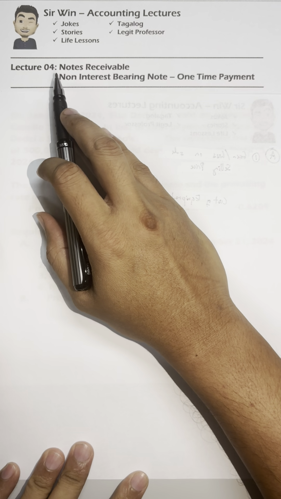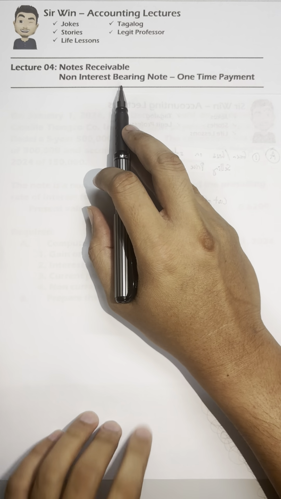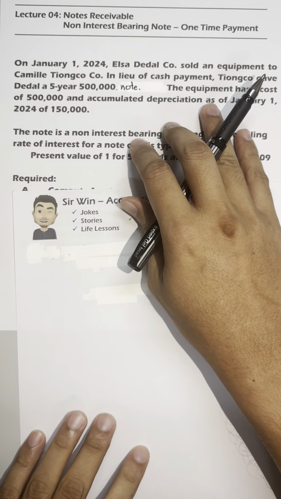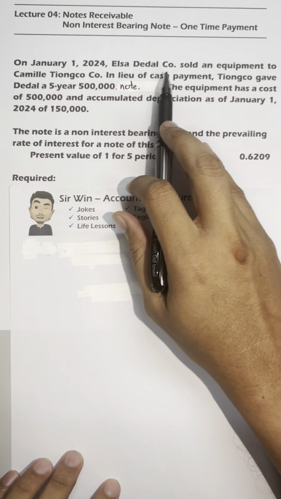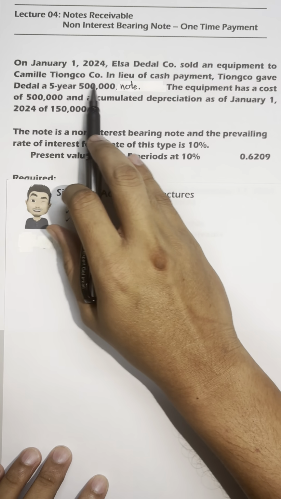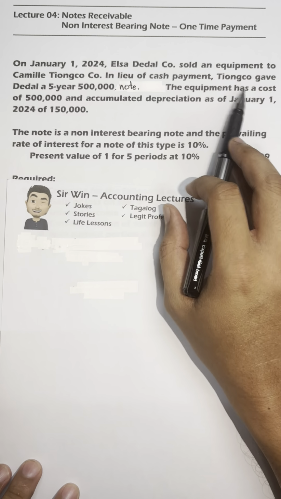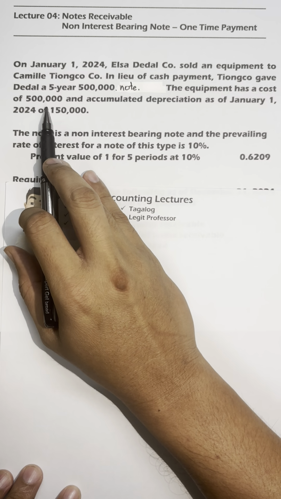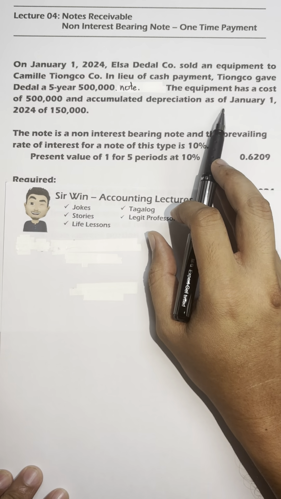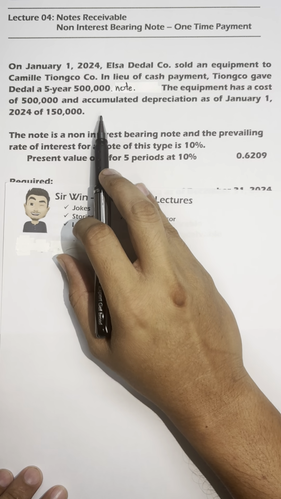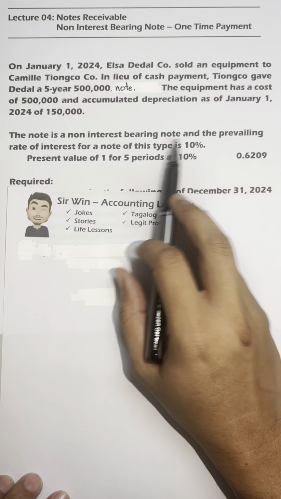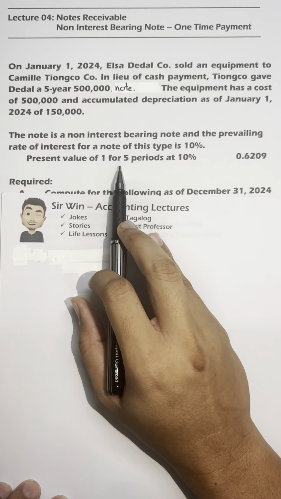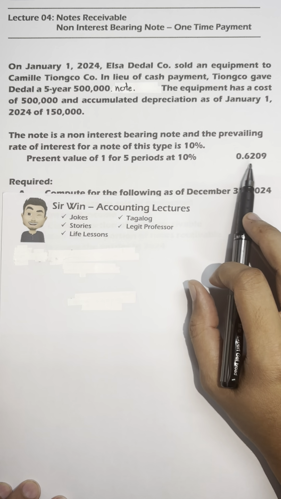So again, Lecture 04, Notes Receivable, Non-Interest Bearing Note, One-Time Payment. And here is our problem. On January 1, 2024, Elsa Dedal Corporation sold an equipment to Camille Tiongco Corporation. In lieu of cash payment, Tiongco gave Dedal a 5-year 500,000 note. The equipment has a cost of 500,000 and accumulated depreciation as of January 1, 2024 of 150,000. The note is a non-interest bearing note and the prevailing rate of interest for a note of this type is 10%. The present value of 1 for 5 periods at 10% is 0.6209.